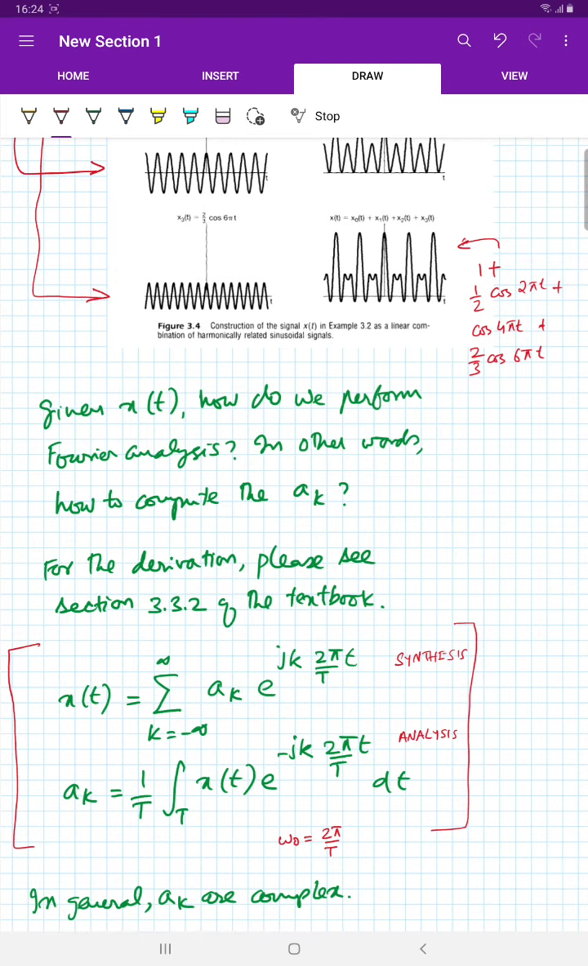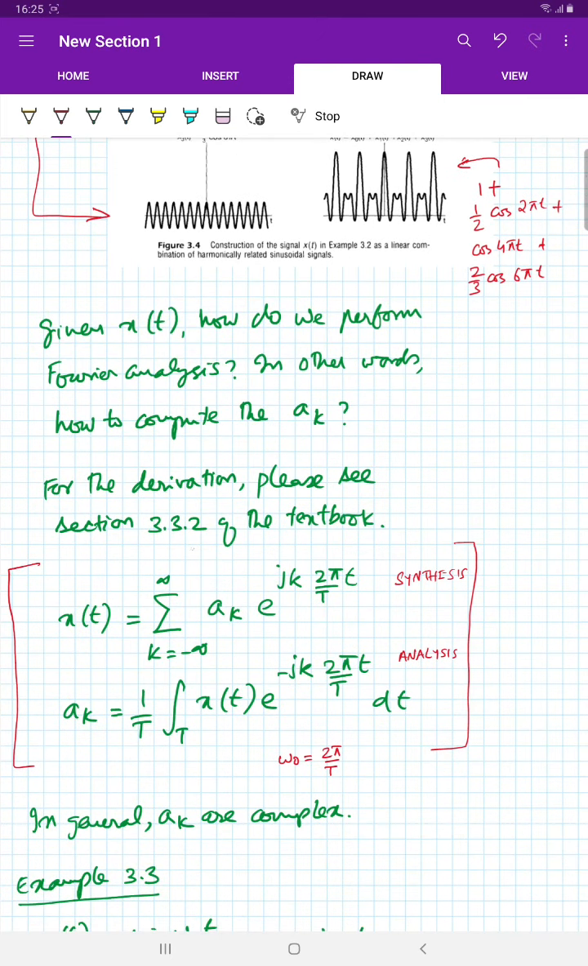So there is a derivation in the book. You can see it in section 3.3.2. It is not very difficult, but this is the essence of that derivation. This is the final output. This is what we have seen before. We are writing x of t as a linear combination of complex exponentials. This 2 pi by T is the same as your omega naught.